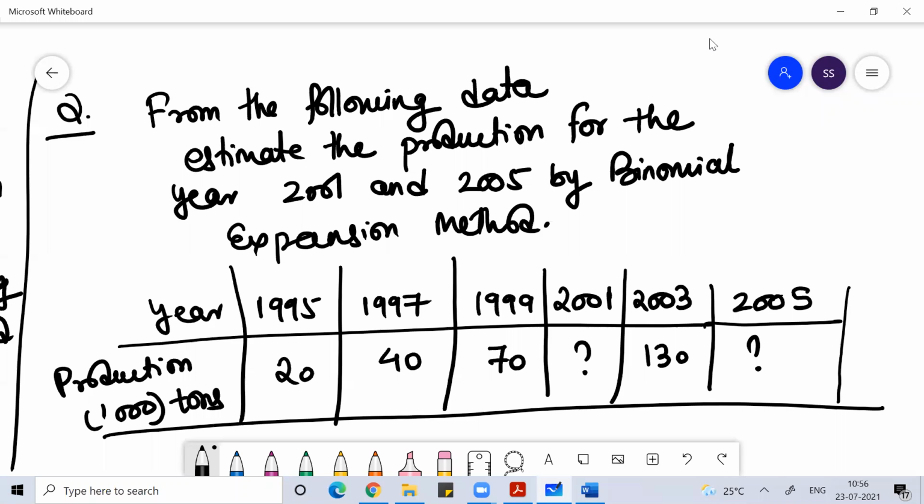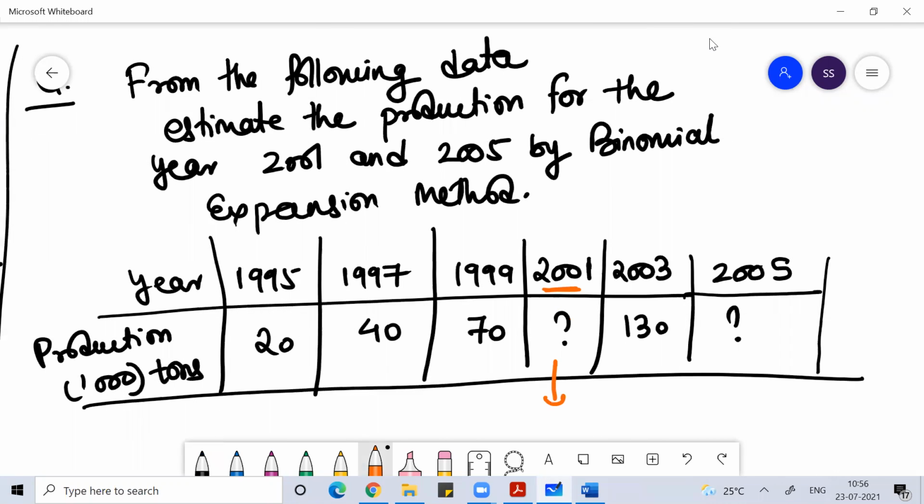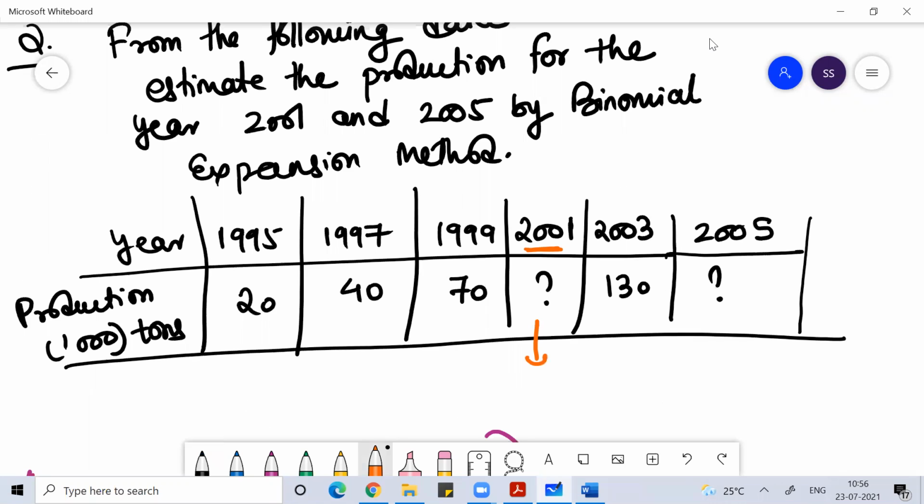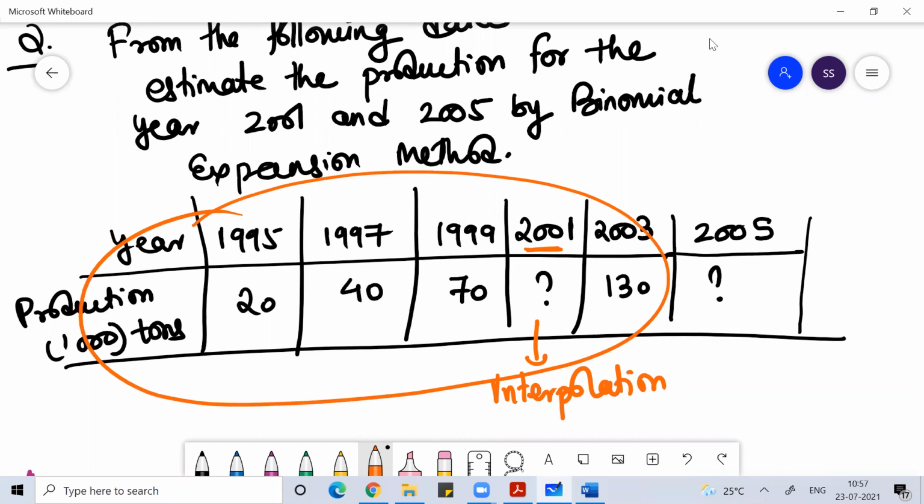So the value of x which has a corresponding value of y. You can see this is interpolation, within this range. So you have data within this range for which you are trying to estimate the value. So for finding this value, we follow interpolation. And then you have this range of data, and then you need this value for 2005. So here you follow extrapolation. Is this clear, everyone?